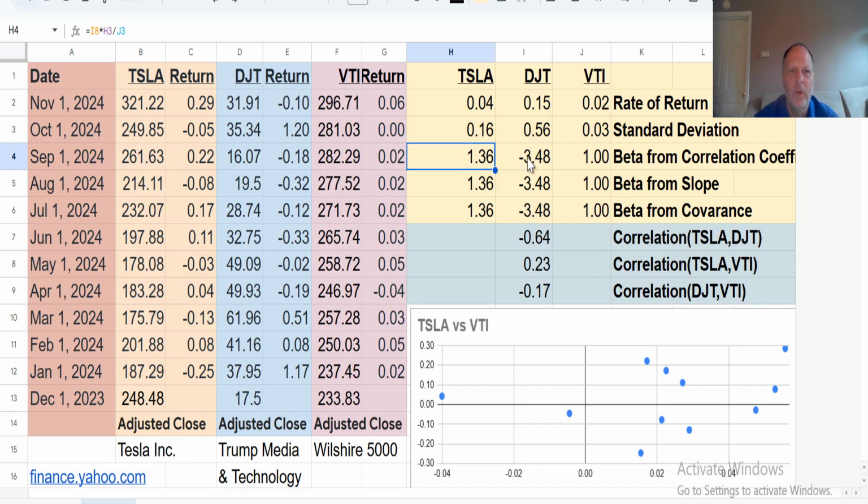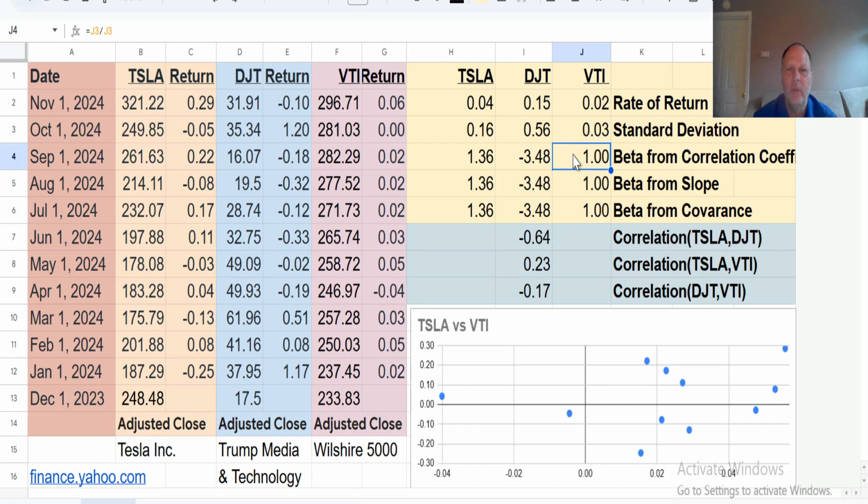We can do the same thing for DJT. Now you have I9, the correlation between Donald J. Trump and VTI, which is negative, then times I3, which is the standard deviation of Donald J. Trump, divided by J3, the standard deviation of VTI. And by definition, the beta for VTI is defined as 1, so that's just going to be J3 over J3, or the standard deviation of VTI over itself.